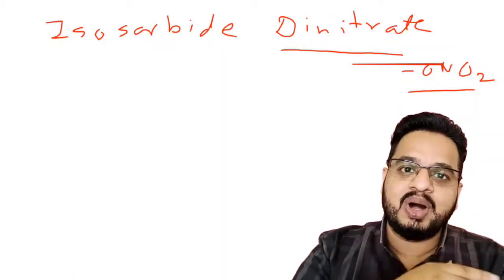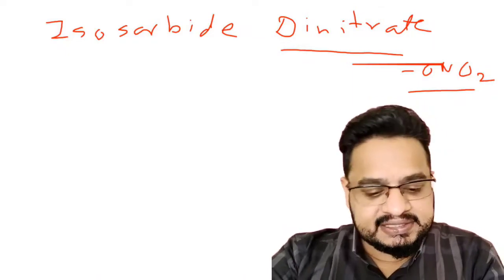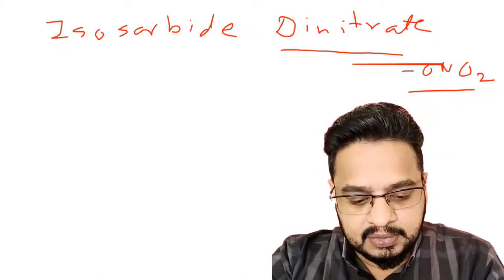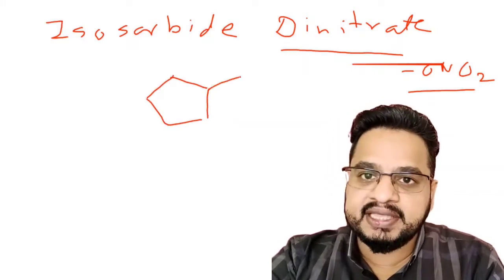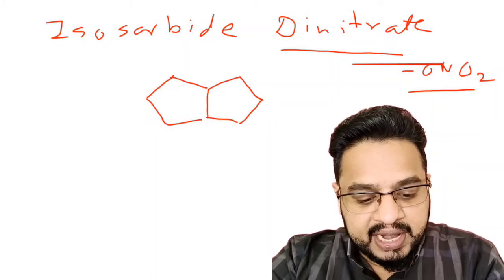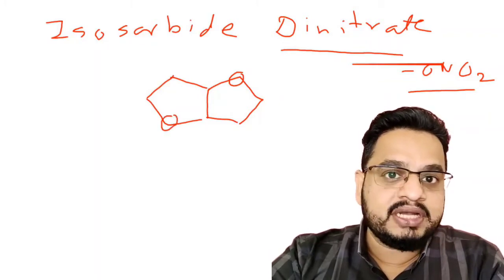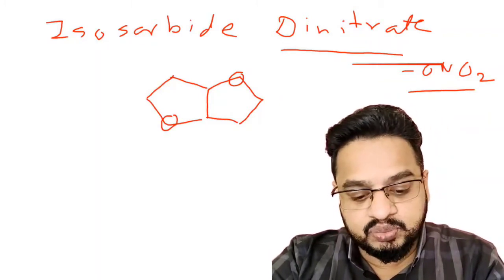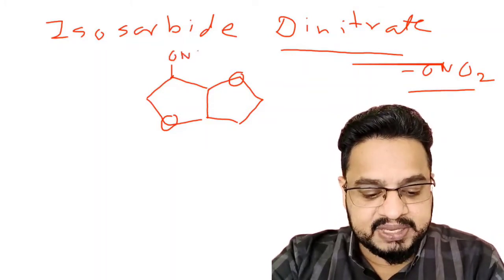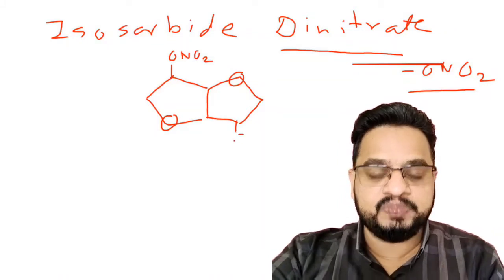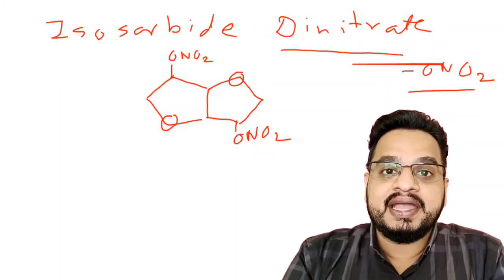Okay, I'll show you how we are going to do that. But basically, what is this isosorbide dinitrate ring? See this, it's two 5-membered rings which are fused with each other like this. Okay, and then we are having one oxygen here, another oxygen here, and you know that the two dinitro groups are present. So where are they? At this place, ONO2, and at this place, this is ONO2. So this is your isosorbide dinitrate.